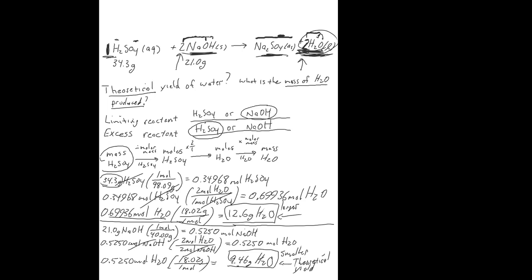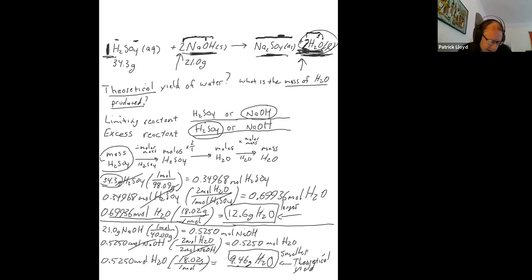Just that, Professor. So you're saying that the H2SO4, that you said would be the excess, right? Right. Because it has more. So the excess one is the one that would give you more of the product. So since we started here with H2SO4, it gave you more of the water. That tells us the H2SO4 is the excess.